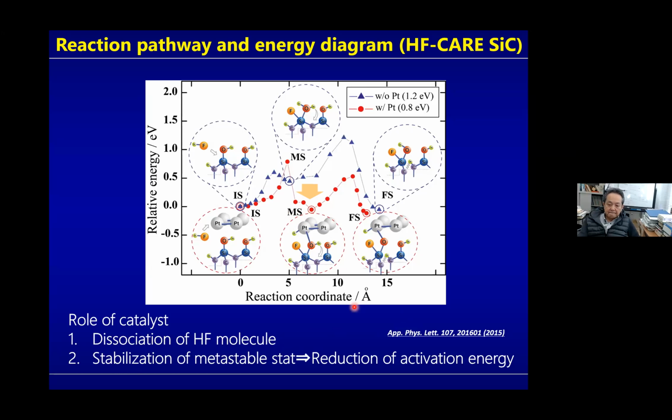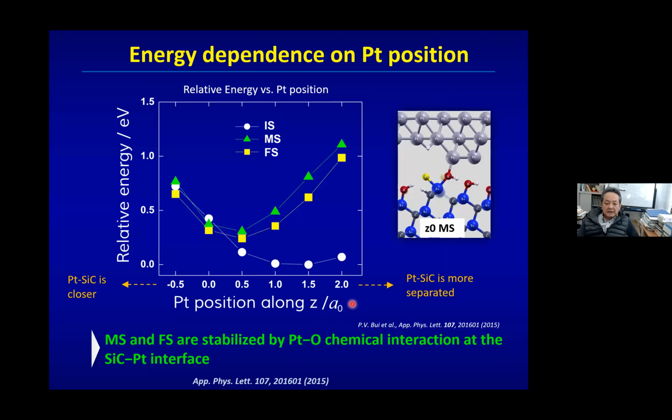So this is the most important role of the catalyst. Okay, we found this kind of situation. And this is another viewpoint. This is the energy dependence on the Pt position. As you can see, the horizontal axis means, in this direction, the distance between the platinum and the silicon carbide is closer, and in this direction, the distance between platinum and the silicon carbide becomes wider. And these white circles mean the initial state energy. The initial state energy goes up continuously with the decrease of the distance between platinum and the silicon carbide.